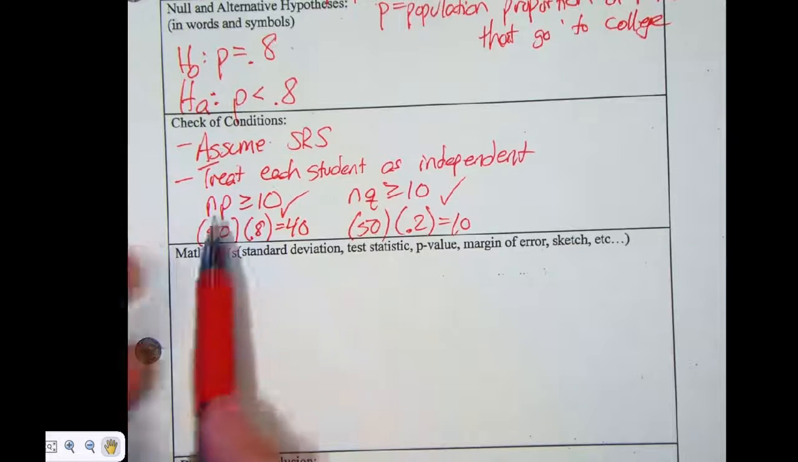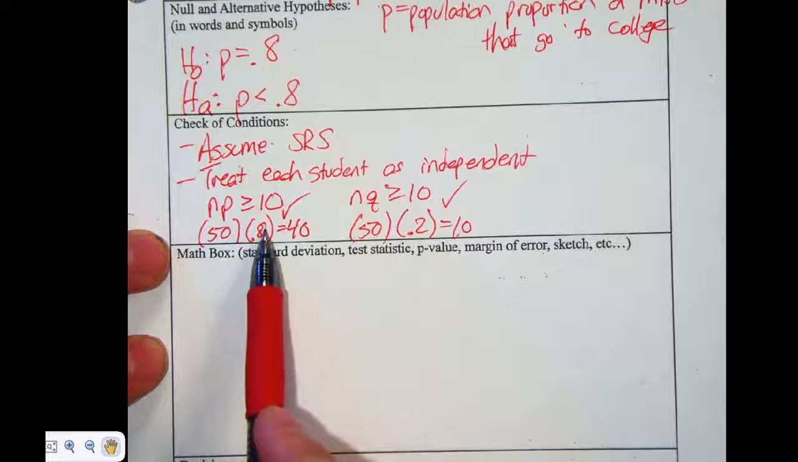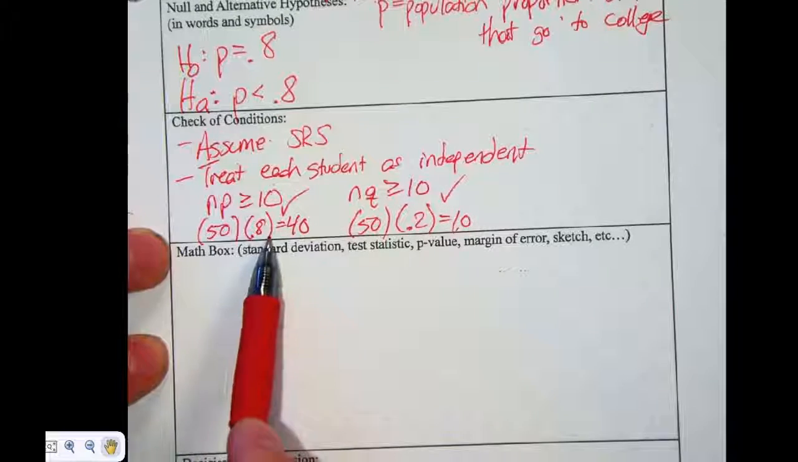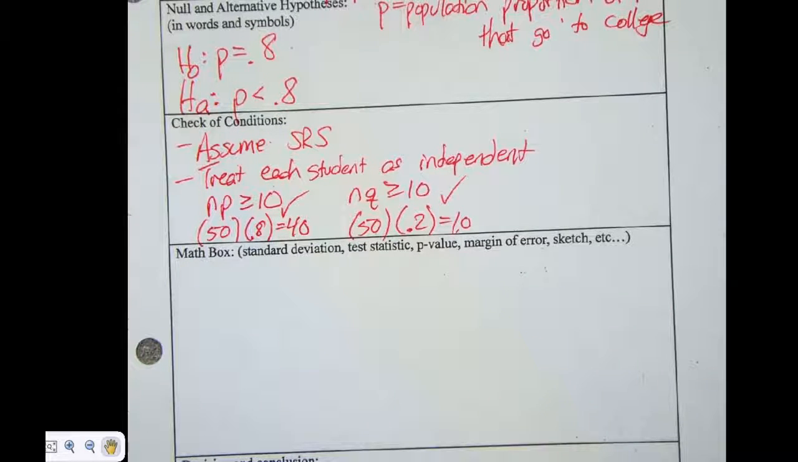So you can't just write that np is greater than or equal to 10. You have to prove it to them. You have to say, here's n and here's p, and that is bigger than 10. All right, the math box.